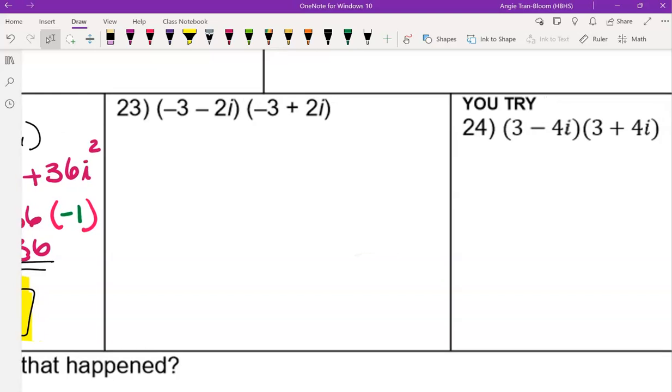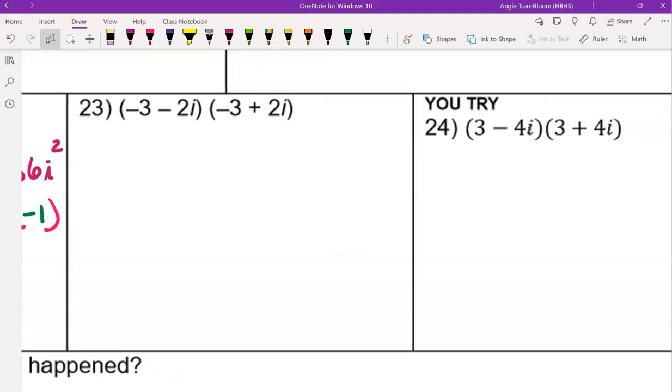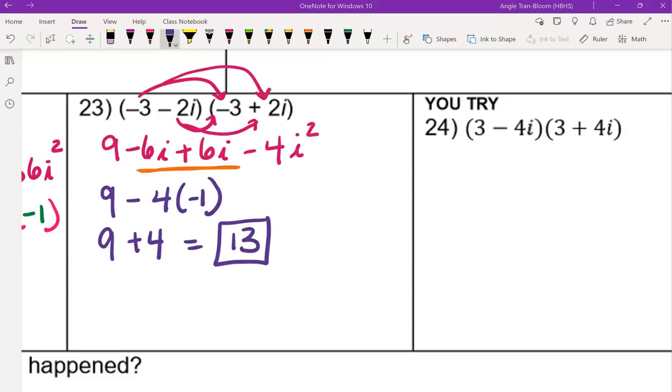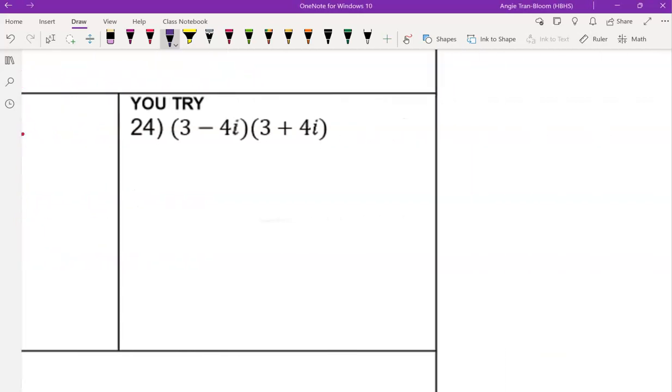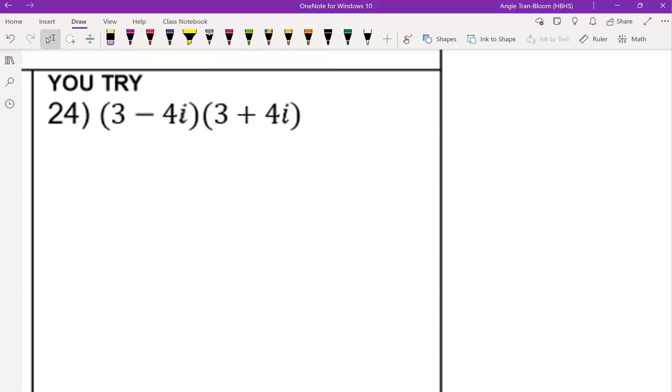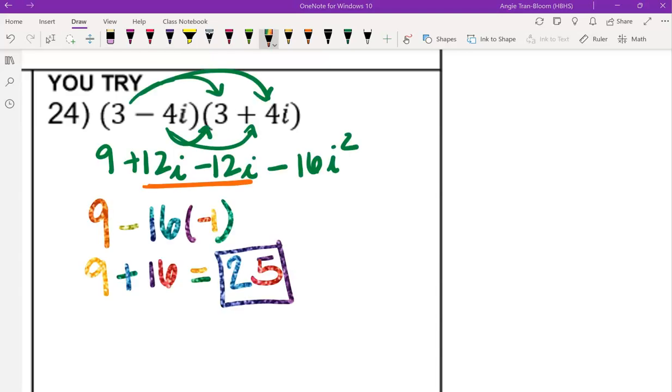All right, let's do the same thing here. Can you guys try it out on your paper first and then see if we have matching solutions? So this one is ultra fun, right? Because after we multiply them out and substitute in i squared with negative 1, we ended up getting 13. Isn't that cool? Okay, now you try 24. So, did you get another fun answer? Yes, we did. Woo woo.